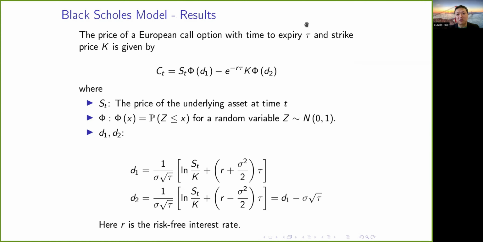First of all, the model tells us that a European call option of time to expiry tau and a strike price K is given by this formula. Here, S_t stands for the price of the underlying asset at time t. Phi is the cumulative distribution function of the standard normal distribution. d1, d2 are two convenience variables defined by these two equations. r is the risk-free interest rate, and K is the strike price.